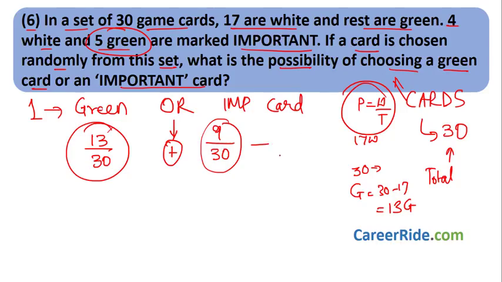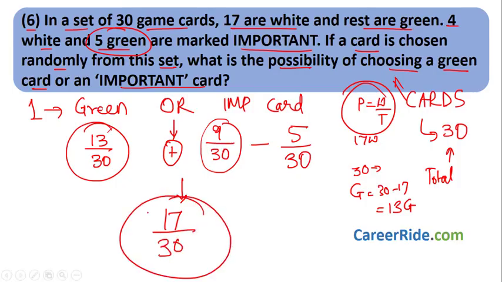What is being counted double? The 5 green important cards. What is the probability of choosing the 5 green important cards? 5 divided by total cards 30. So the probability is 13 plus 9 minus 5, which is 17 by 30. This is the probability of choosing a green card or an important card. Just remember this concept of double counting. Make sure that you are not counting one card twice. Okay, moving to next question.